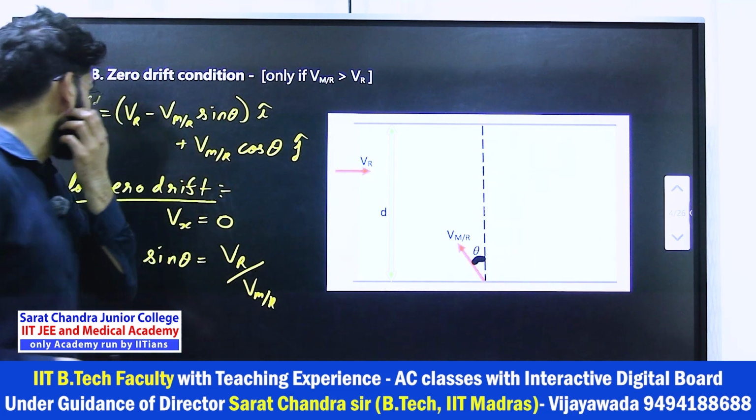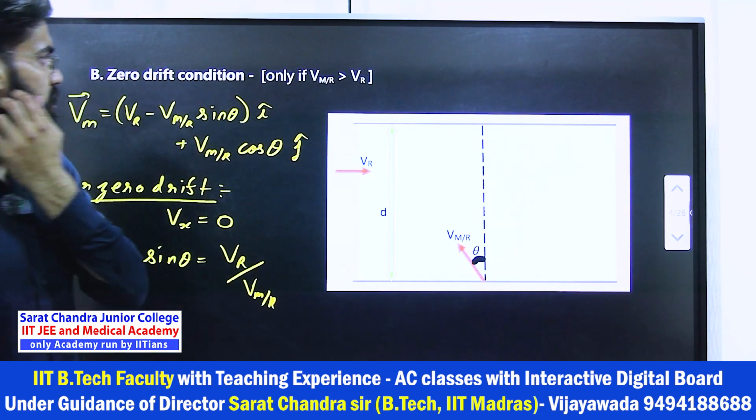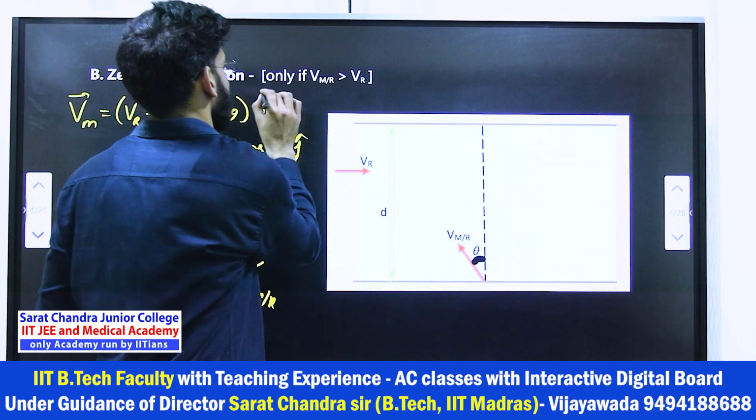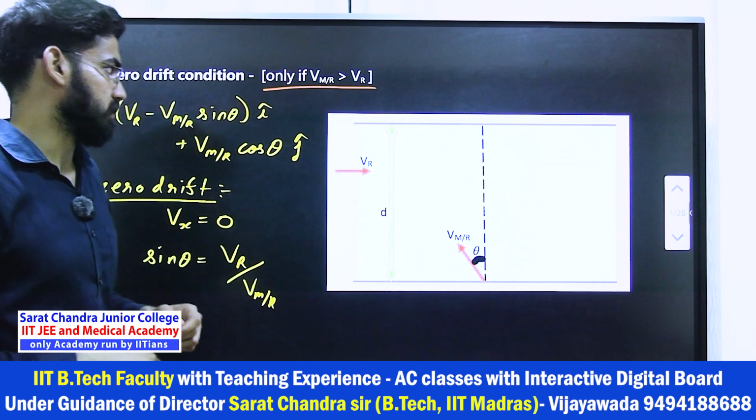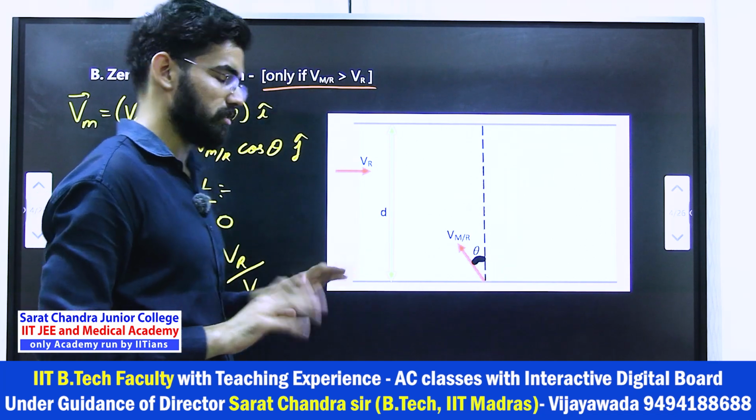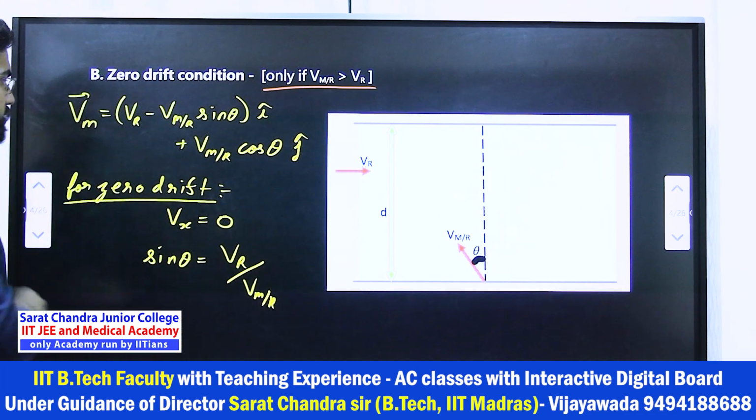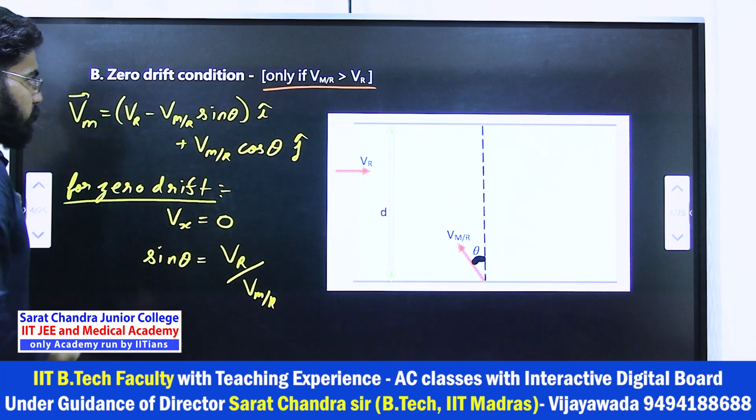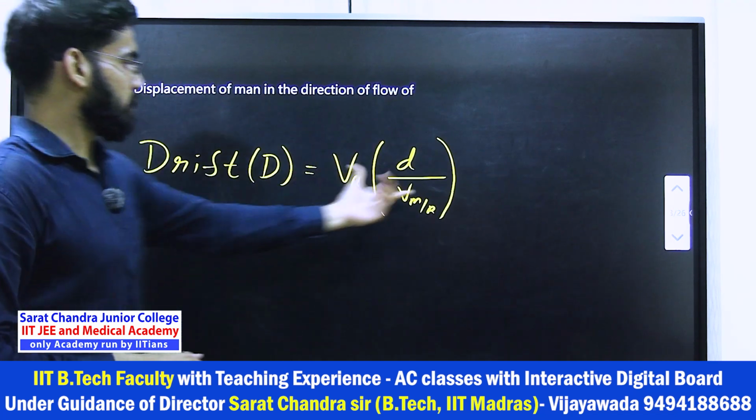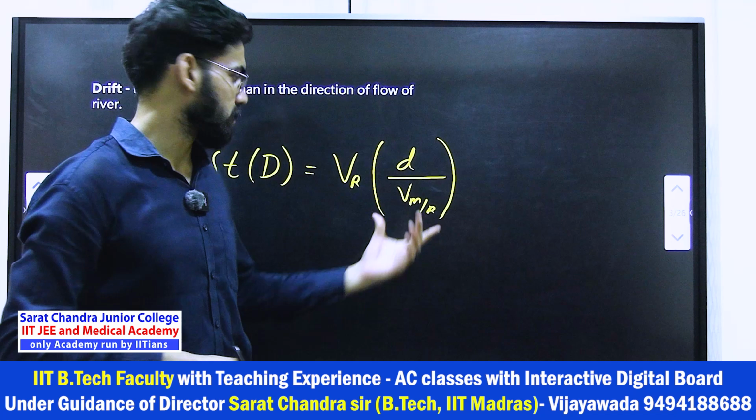Now the second thing is the zero drift condition. Now in zero drift condition there are two things. First you understand this thing. This particular condition I will explain later on. Hold on for a second. First thing is patience in understanding the concept. That is the main thing. Now I want the zero drift condition. So I want the drift to be zero. This thing I want zero.